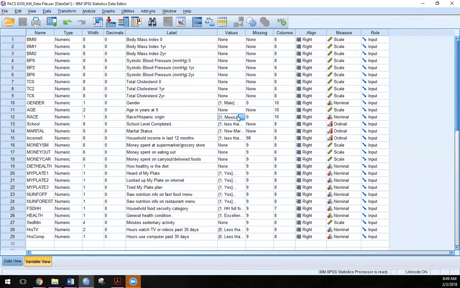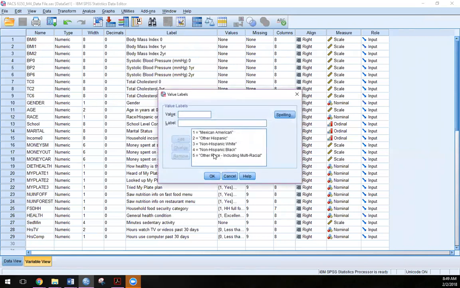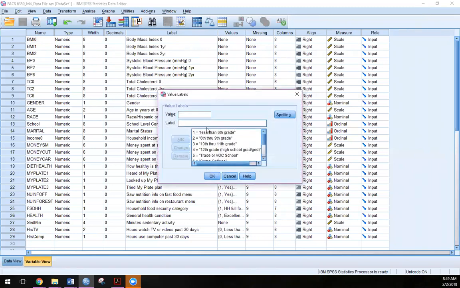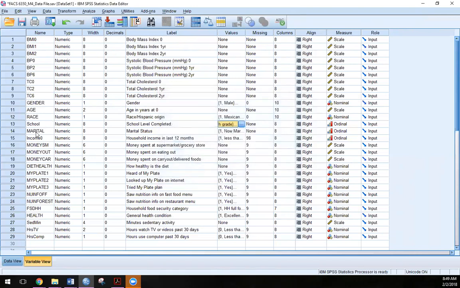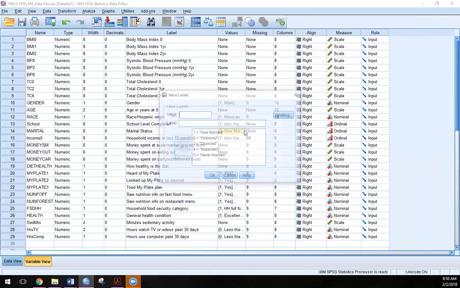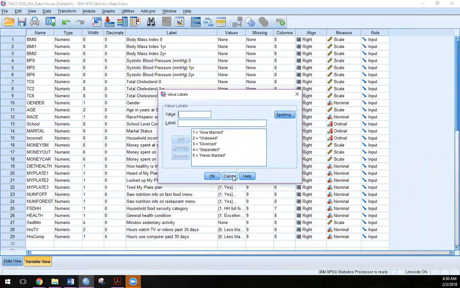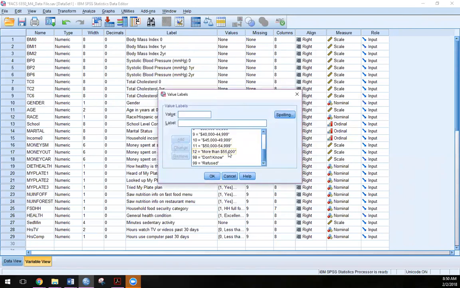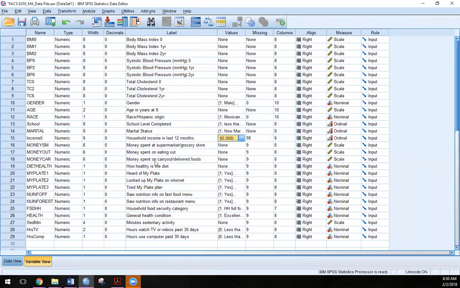Race, I can go here and see that I have 5 different races to choose from. And then school level, I have a ton of different school levels to choose from. So 9 different levels that I can choose. And then marital status, I have 5 different marital statuses. So these are groups. And then with my income, they're also grouped. And so I can do 12 different income groups.